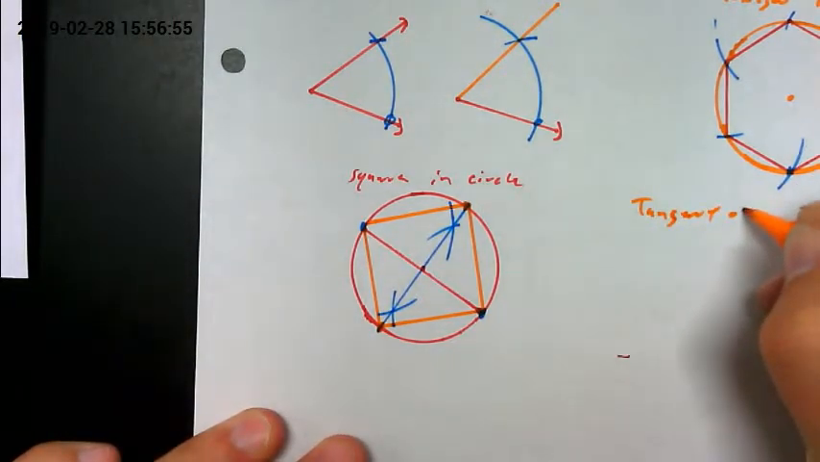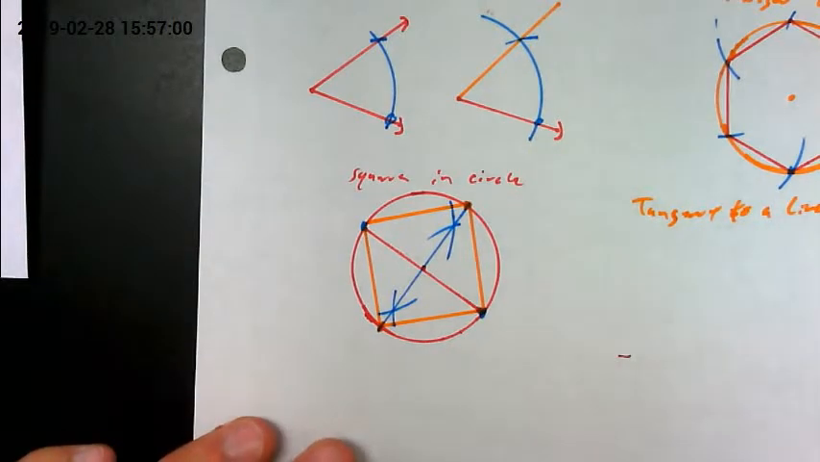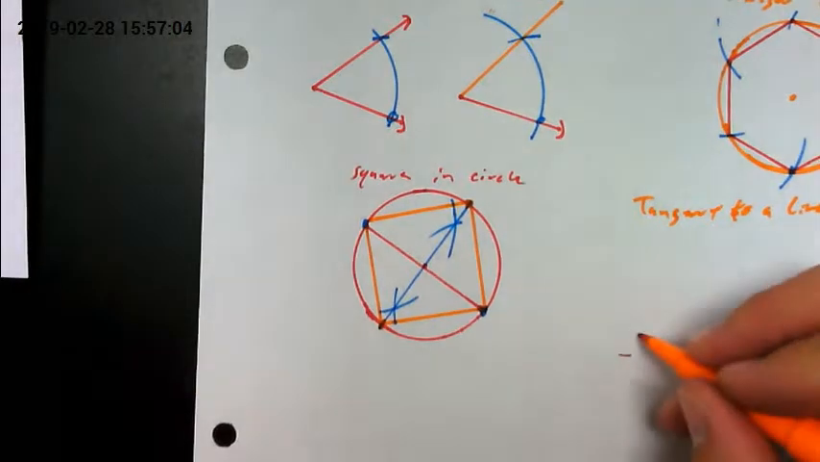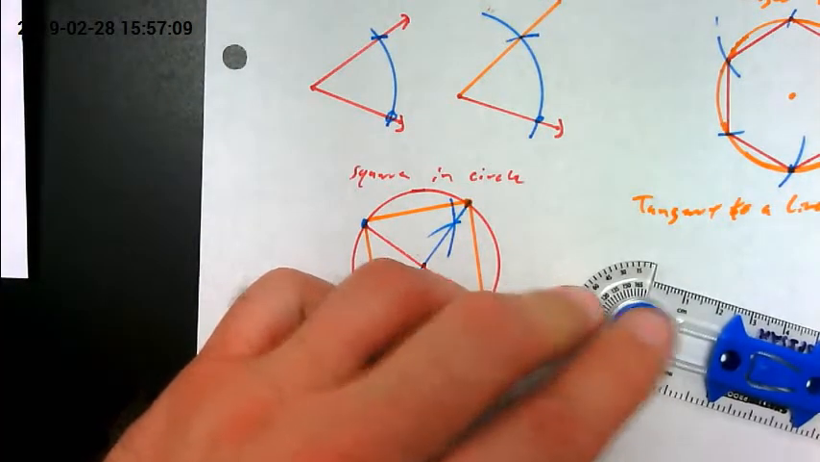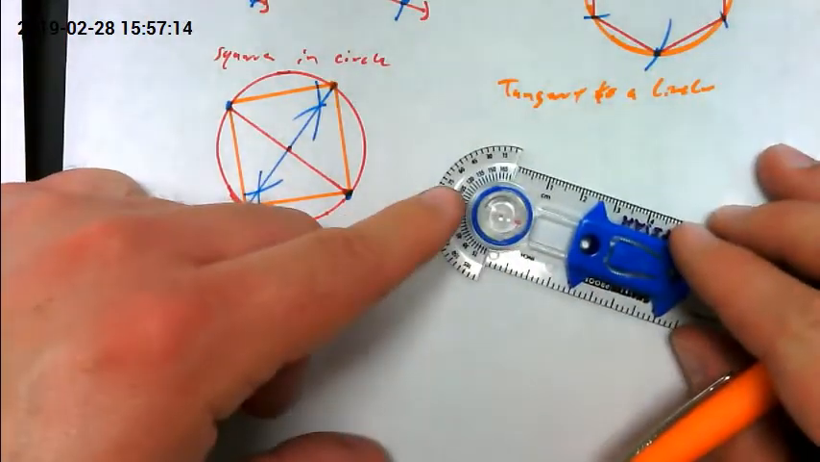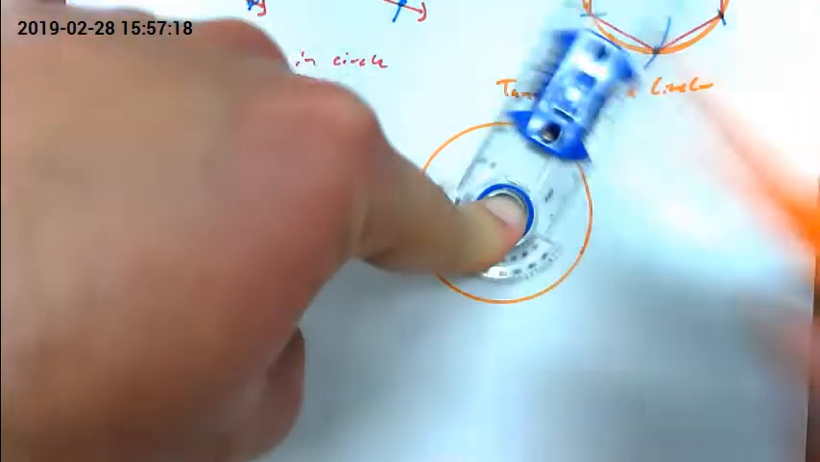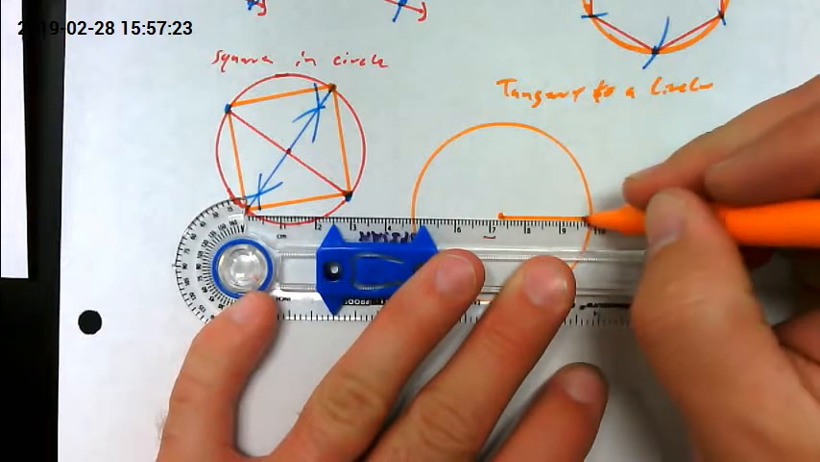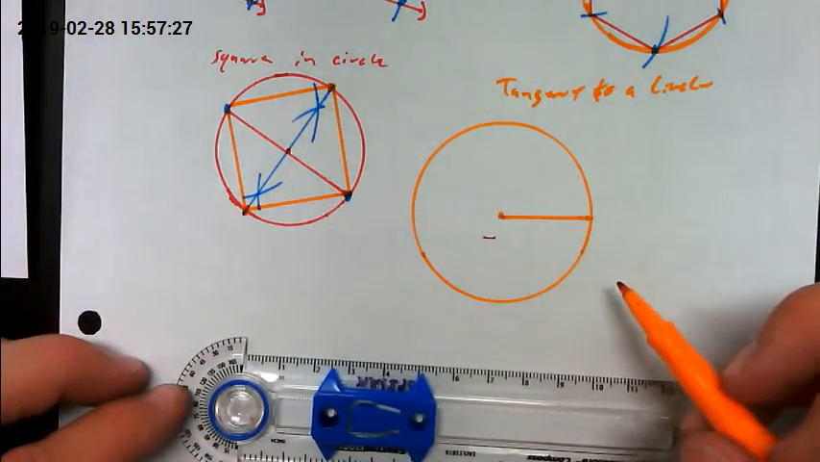Tangent to a circle. Well, we'd have to draw the circle first. And when we draw the circle, we're going to need a radius, so make sure you mark the center of the circle. So I'm going to start there. I'm going to swing a circle. Okay. And then we need a radius. But now we need more than just the radius, because the radius and the tangent are going to be perpendicular.